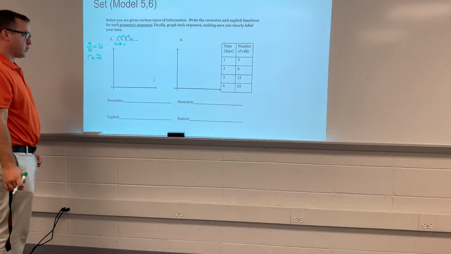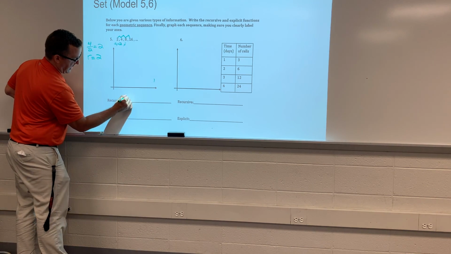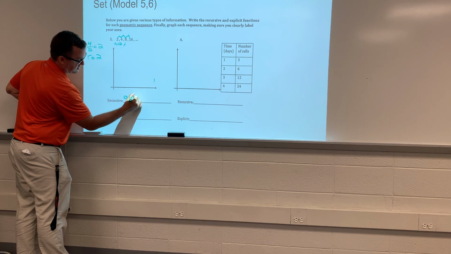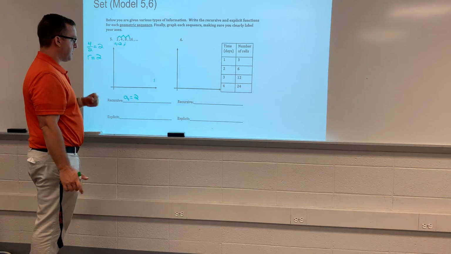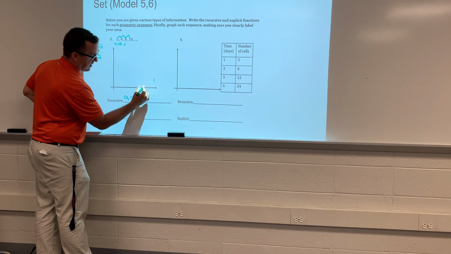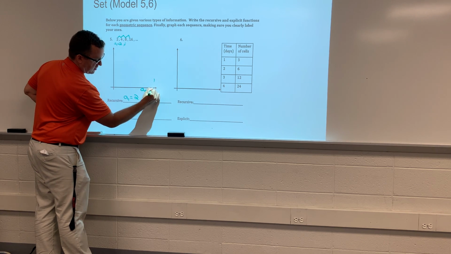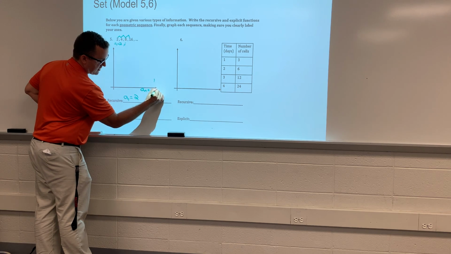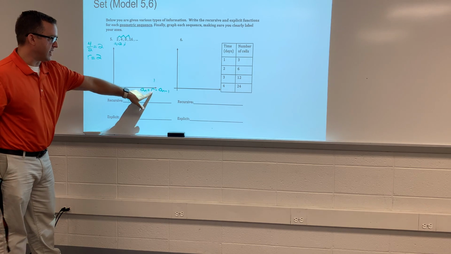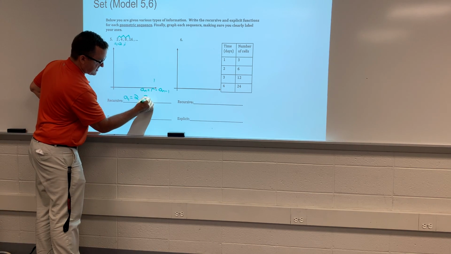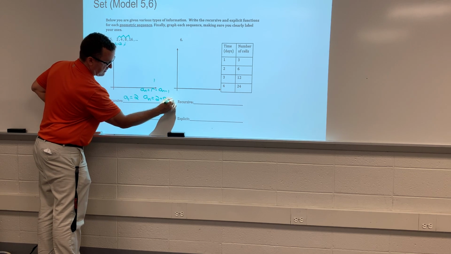So if I look at my recursive rule, I just have to state my starting number. A sub 1 equals 2. And then for a geometric series, my general formula is a sub n equals r, the common ratio, times a sub n minus 1. So in here, my common ratio is 2. So we would just say a sub n equals 2 times a sub n minus 1.